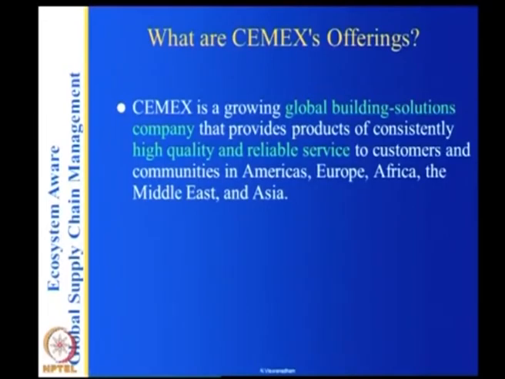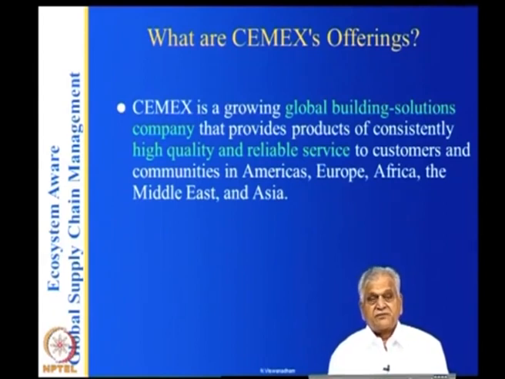Cemex has basically grown into global building solutions. Instead of just cement, it says it will offer building solutions that provide products of consistently high quality and reliable service to customers and communities in the Americas, Europe, Africa, Middle East and Asia. So the first thing it did was offer all the building solutions, all the building materials like steel and others. It may not manufacture the steel. It manufactures cement, but it procures the other materials like gravel and steel, and orchestrates so that it supplies to various distributors.